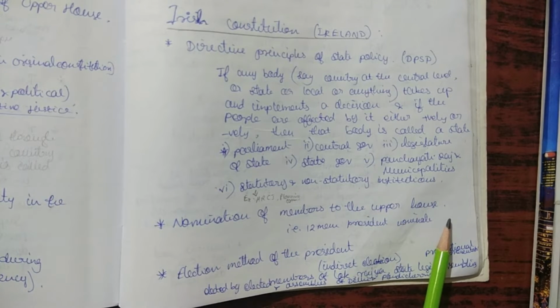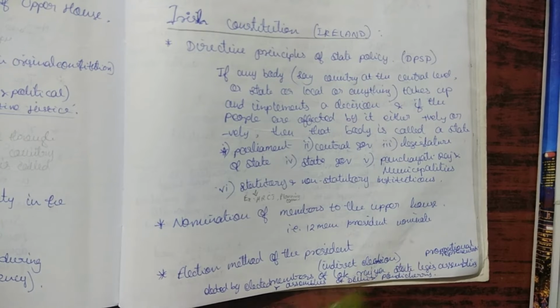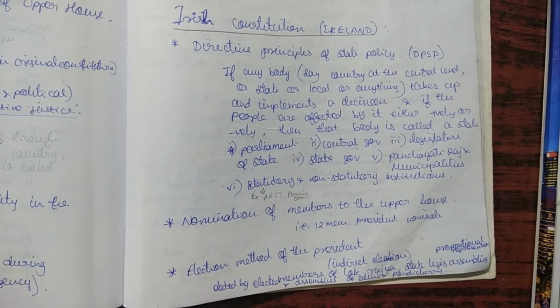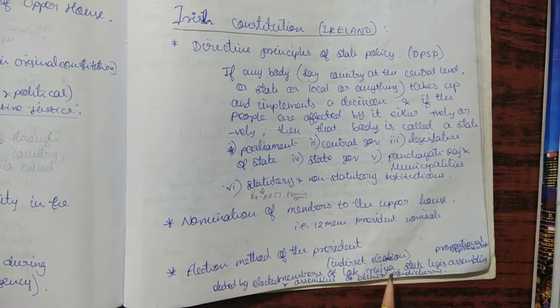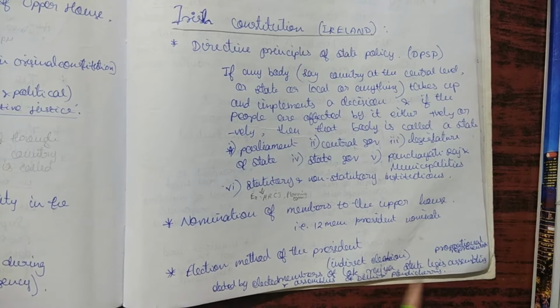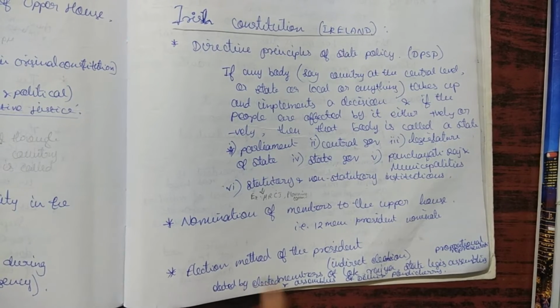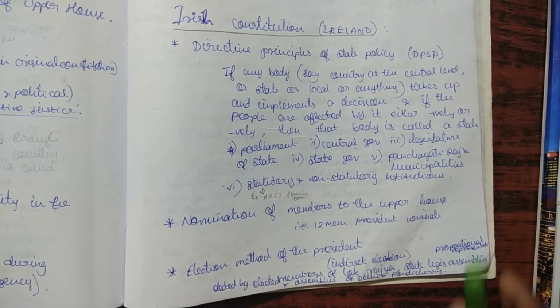Nomination of members to the upper house, that is 12 members get appointed to the upper house, is also borrowed from the Irish Constitution. Election method of the president. The president is elected through indirect election. The president is elected by the elected members of Lok Sabha, Rajya Sabha, state legislative assemblies and the assemblies of Delhi and Pondicherry, the UTs. So the president gets elected by the elected members. This concept we have borrowed from the Irish Constitution.